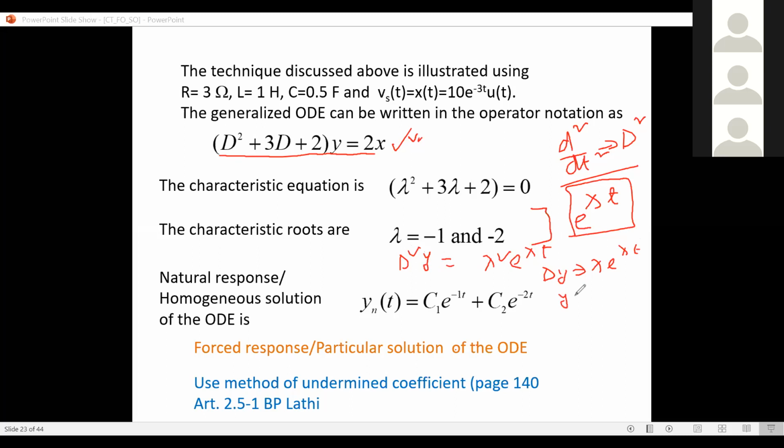And your y is equal to e to the power lambda t. Then as e to the power lambda t cannot be equal to 0, this would be equal to 0, isn't it? Yes, sir. The name of this equation is the characteristic equation of the differential equation, because the characteristic nature or mode of your system will be translated to this equation.